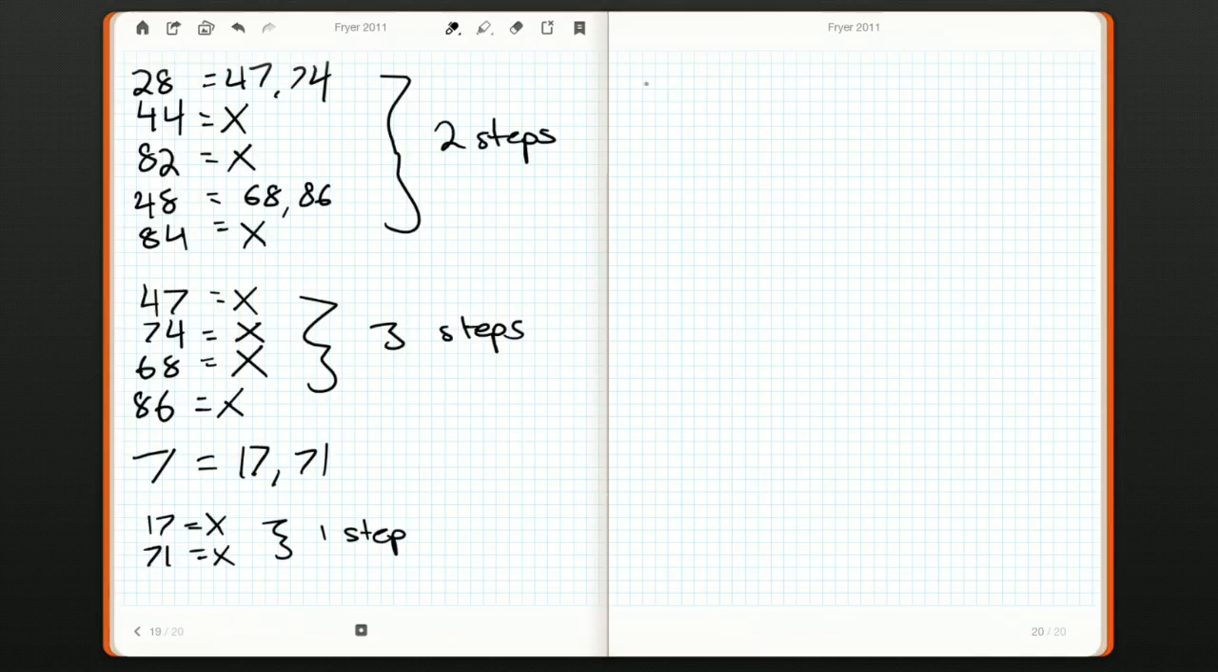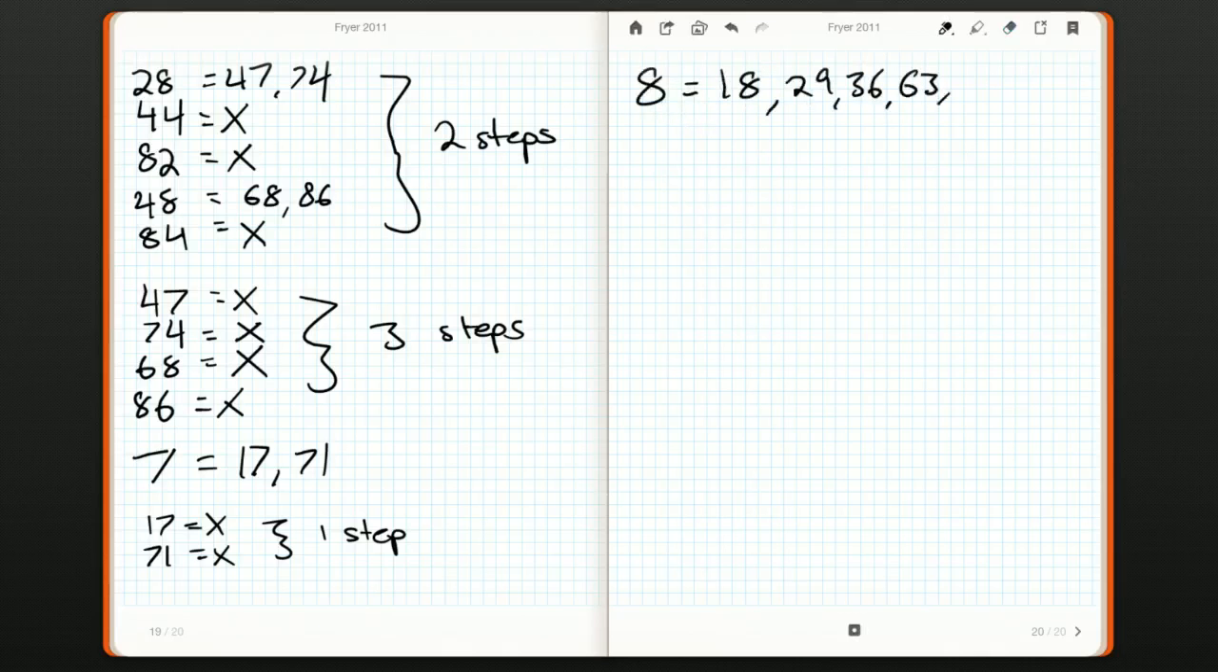Alright, 8. Now 8, like 6 and 4, this one might work a little better. We certainly have a lot of numbers we can try. 1 times 8, frankly I should just write 18. 18, we have 29, we have 36, we have 63, we have 92, and we have 81. Okay, so we've already seen bits of 8 already.